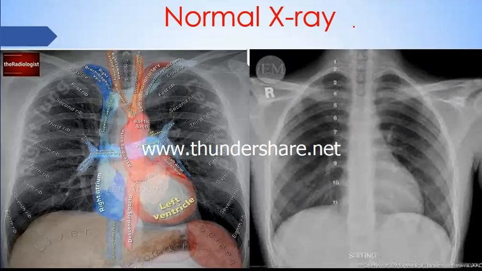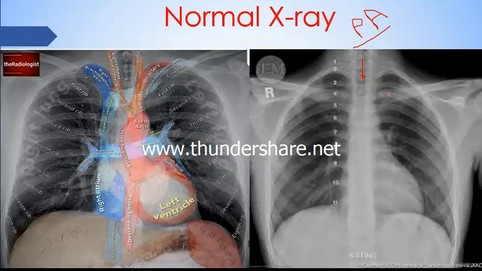So the first thing is you should take a normal chest X-ray in the posterior anterior position. This is a very important thing. And what you should look for in the normal chest X-ray is the location of the trachea, which is located slightly to the right side, but actually near the midline.